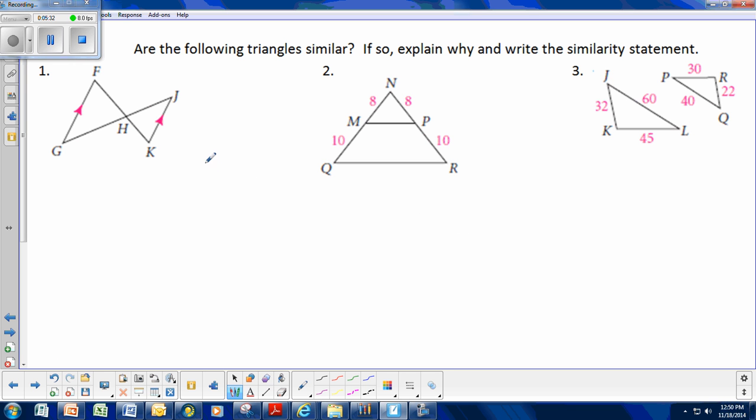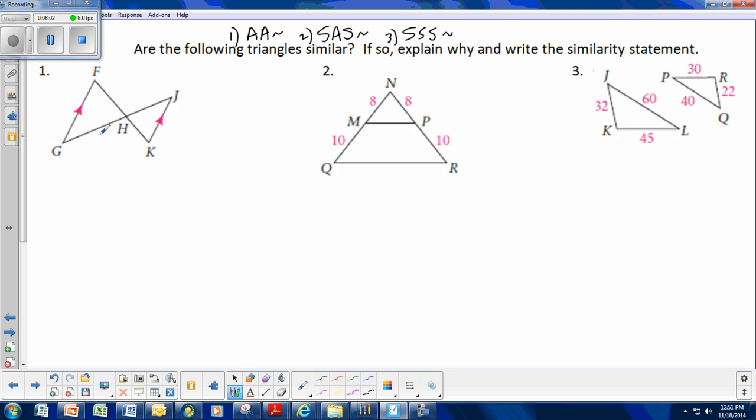All right, now let's try some examples. The following examples are asking us, are the following triangles similar? If they are, we're going to explain why, and we're going to write the similarity statement. So remember we have angle angle similarity, side angle side similarity, and side side side similarity. Those are the three ways.